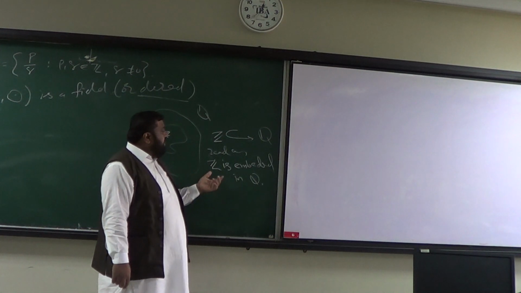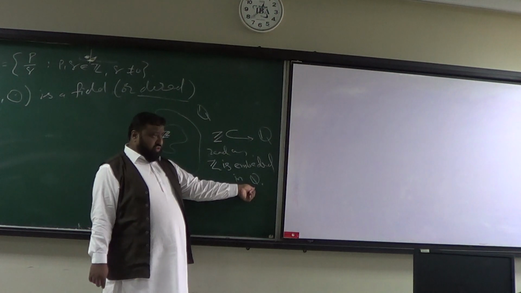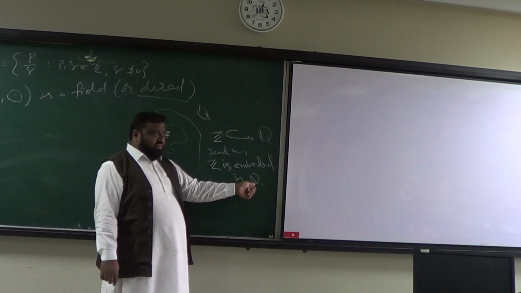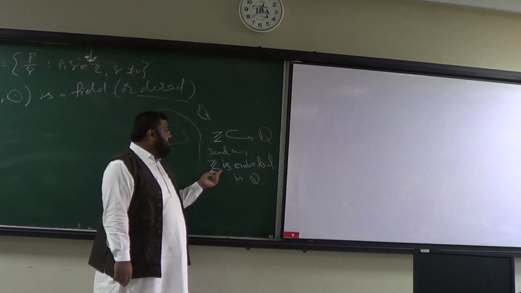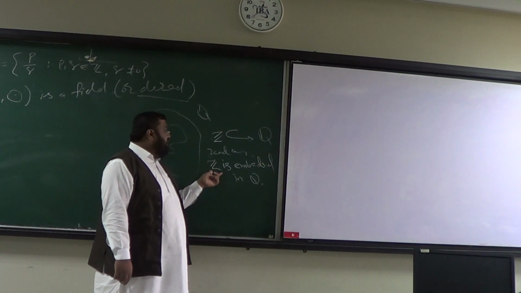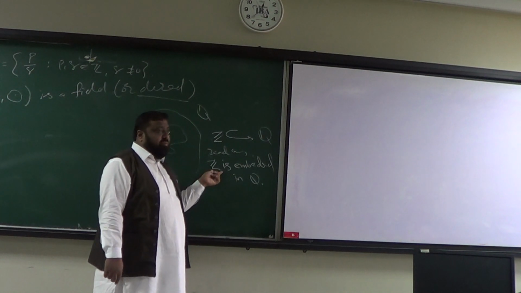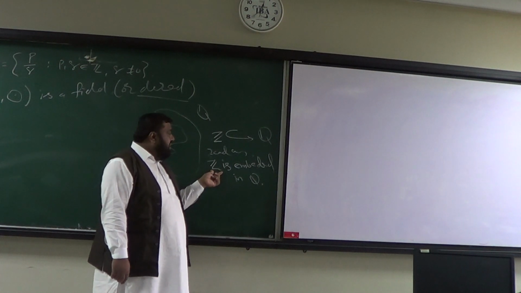So what we have to do is define a map from Z to Q, and that map is 1-1. In other words, when you have a map from Z to Q which is 1-1, you are showing that Q contains at least this many points. So that's one of them.